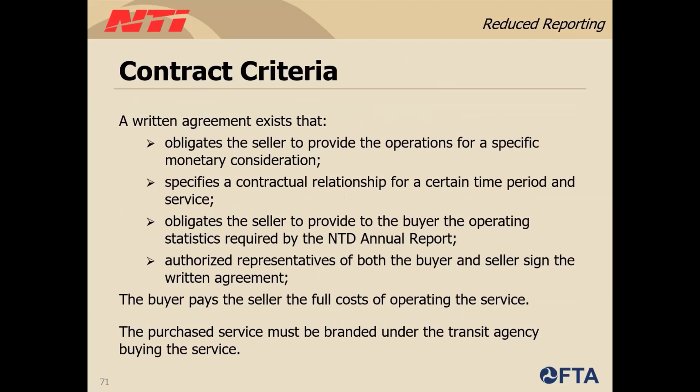The NTD has specific criteria for service that may be reported as a contract. The criteria are as follows. A written agreement exists that, number one, obligates the seller to provide the operations for a specific monetary consideration. Number two, specifies a contractual relationship for a certain time period in service. Three, obligates the seller to provide the buyer operating statistics required by the NTD annual report. And four, the authorized representatives of both the buyer and seller must sign the written agreement.